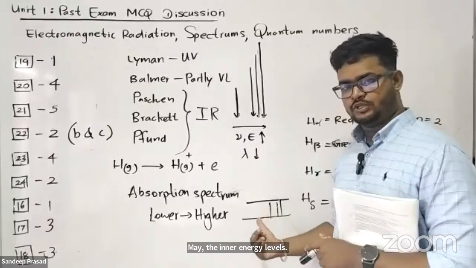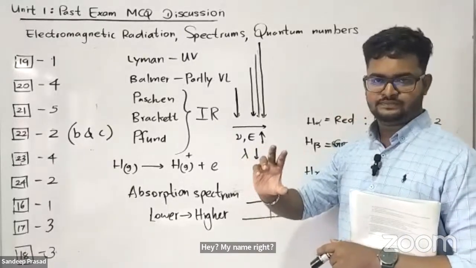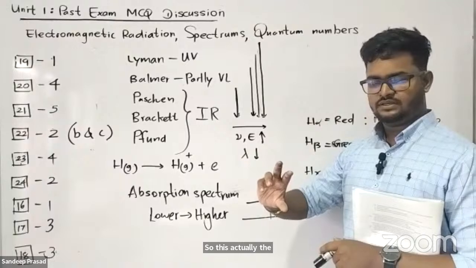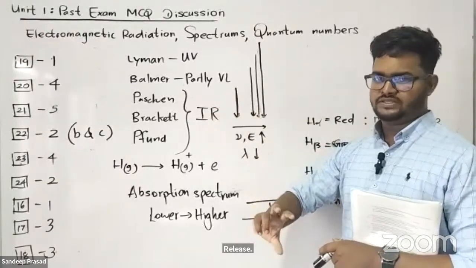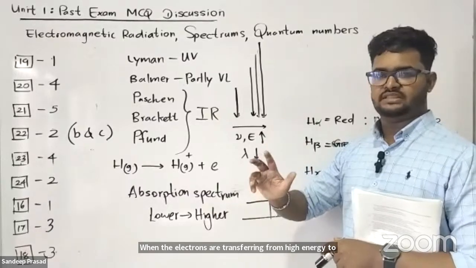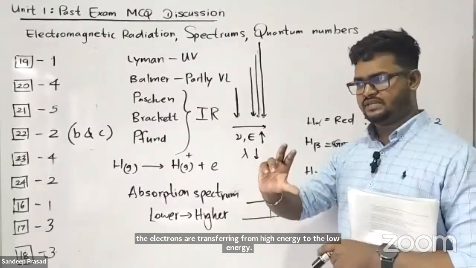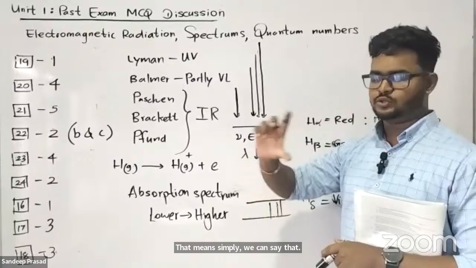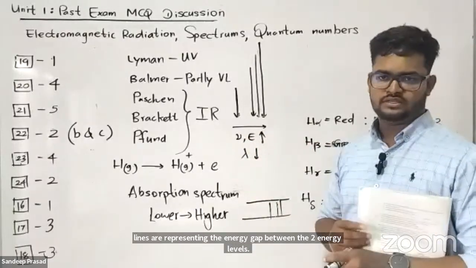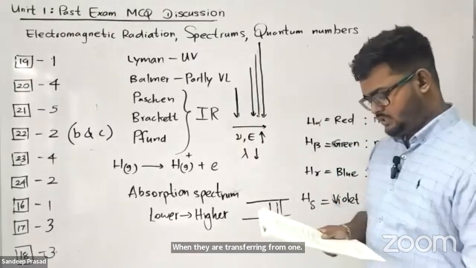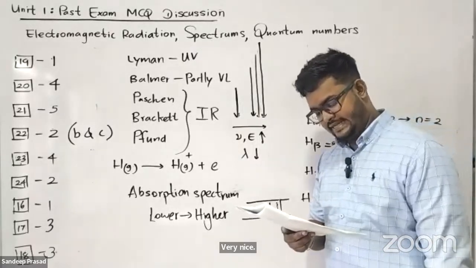So these are actually the corresponding energies released when the electrons are transferring from a high energy level to a low energy level. That means simply we can say that these lines are representing the energy gap between the two energy levels when they are transferring from one energy level to another energy level, right? So therefore, we can say that that is wrong.